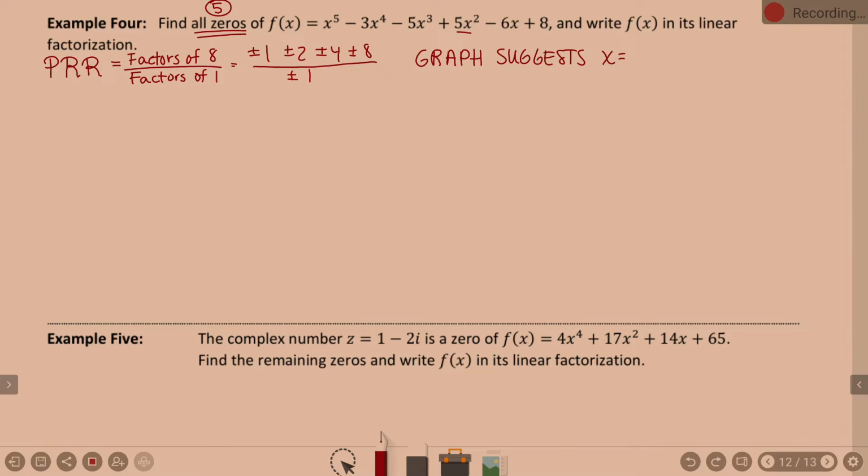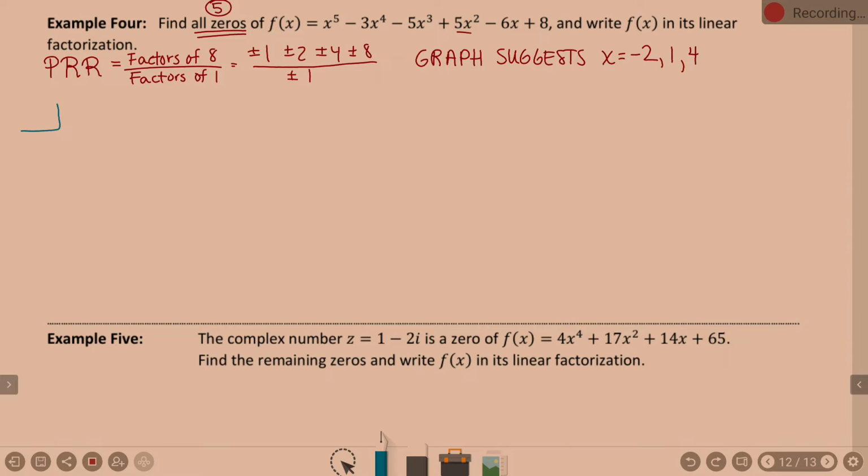What's the graph suggesting that we try then? -2, 1, and 4. Are they all part of my potential rational roots list? Yes, they are, which is a good thing. They are x-intercepts in my graph. When we say try them, what are we doing? Synthetic division. And this is where you have to go through the synthetic division, because I'm supposed to have 5 total zeros and I only see 3. What does that mean about the other 2? They're imaginary. This is why the synthetic division is so important.